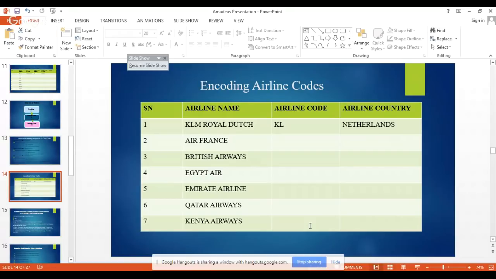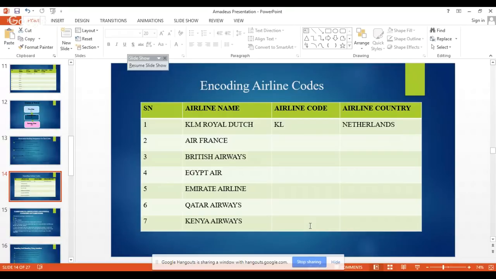Next to that, we have British Airways. The airline code for British Airways is BA, that is Bravo Alpha, and the airline country is United Kingdom or Great Britain. Next to that is Egypt Air. The airline code for Egypt Air is MS, Mike Sierra, and the airline country is Egypt. Next, we have Emirates Airline. The airline code for Emirates is EK, Echo Kilo, and the country is United Arab Emirates.